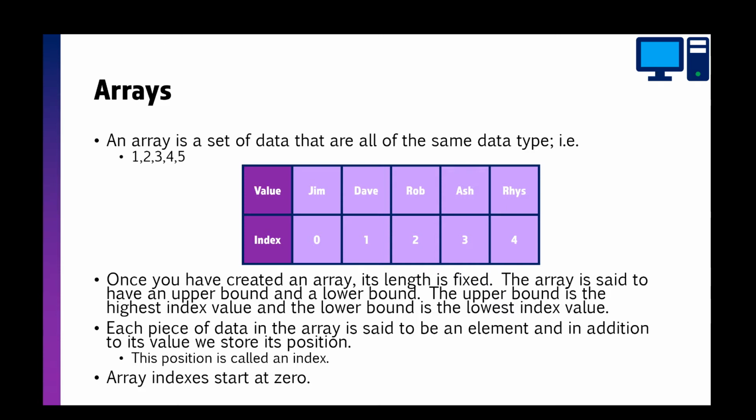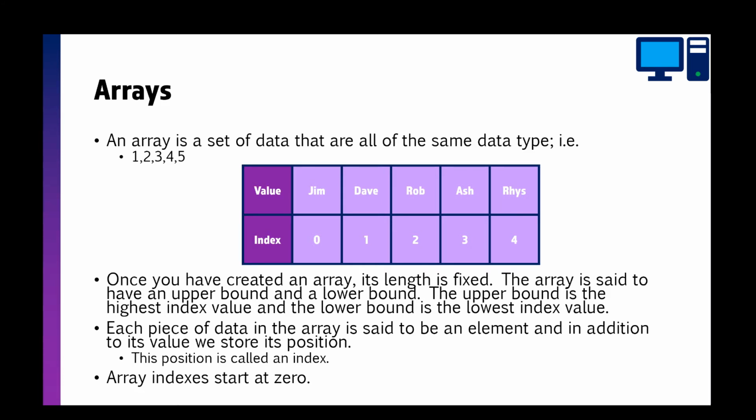Now, once you have created an array, its length is fixed. So if you say you want an array with 50 places, it can only store 50 things. Now, the array is said to have an upper bound and a lower bound. So the upper bound is the highest index value, and the lower bound is the lowest index value. Now, each piece of data in the array, so in this case, Jim, Dave, Rob, Ash, and Reese, is called the element, and when we store the element, we also store its position, which is called the index.